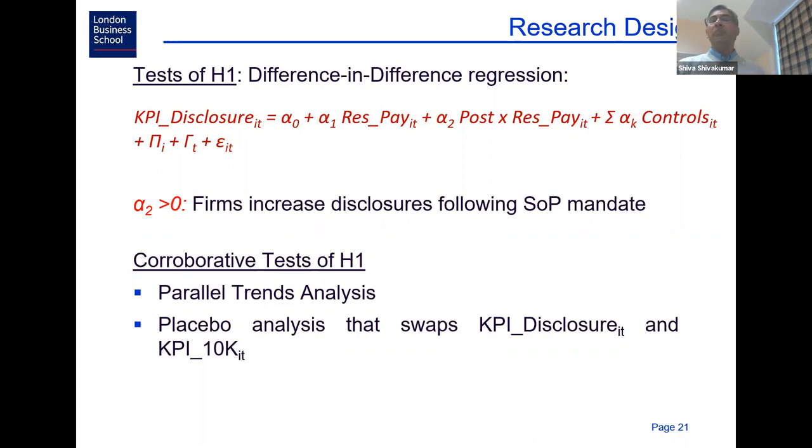A higher number for residual pay means that pay is excessive relative to observable characteristics. Then we have post times residual pay, where post takes the value 1 for the periods after 2011, which is when the say-on-pay (SOP) adoption was introduced. If SOP adoption incentivized firms to increase their disclosures on the KPIs, we should find this alpha 2 coefficient to be significantly positive. To provide some corroborative tests, we are also going to do parallel trends analysis to ensure that this coefficient alpha 2 is relatively stable in the post period relative to what it was in the pre period, which is what is captured by alpha 1. We are also going to do a placebo analysis that swaps the KPI disclosures with KPIs disclosed in the 10-K rather than in the proxy materials.